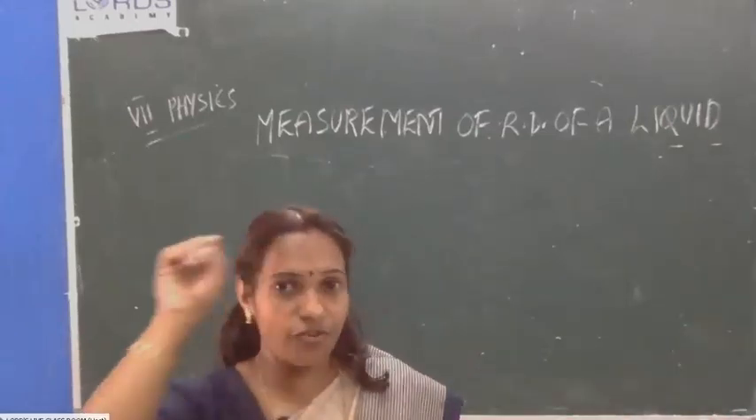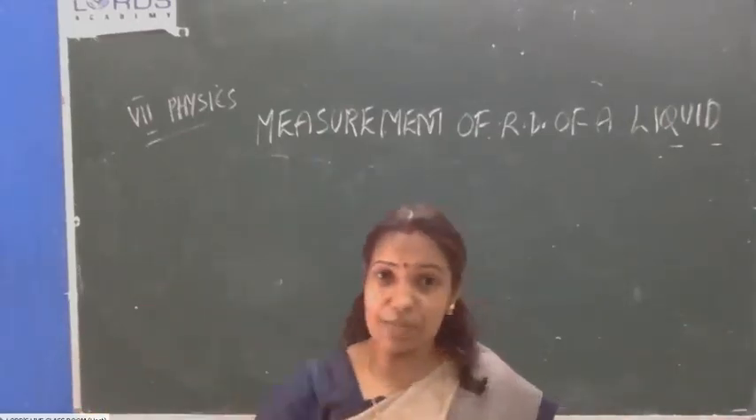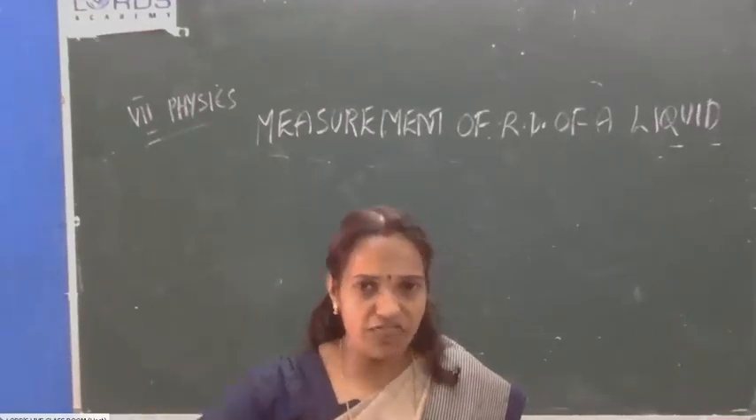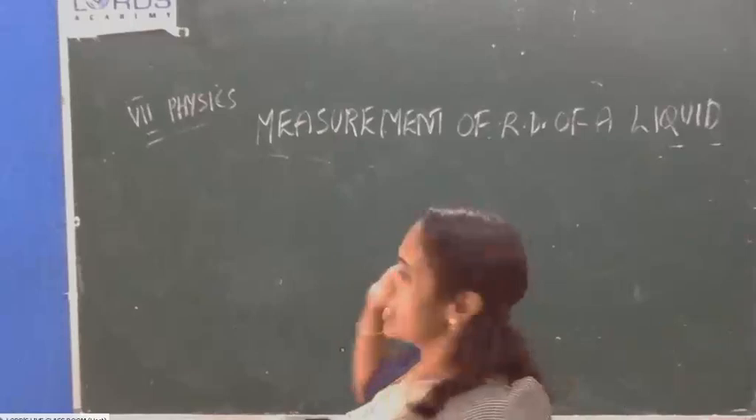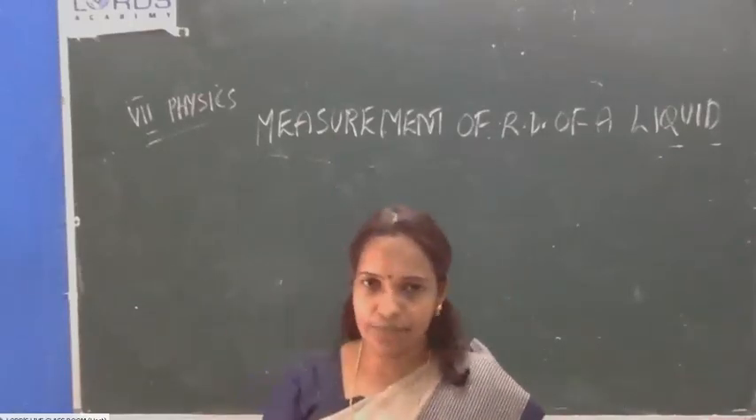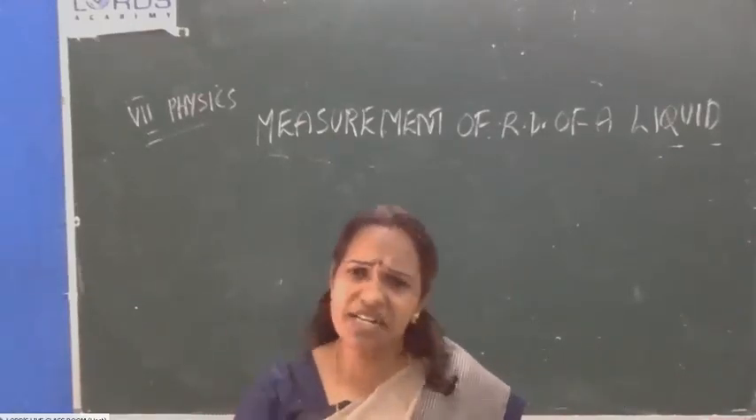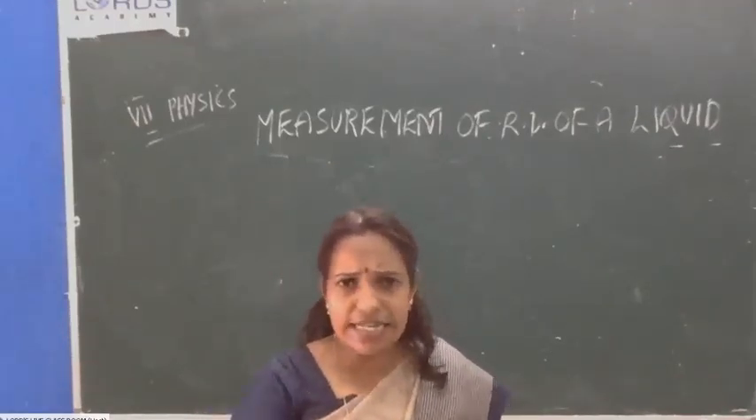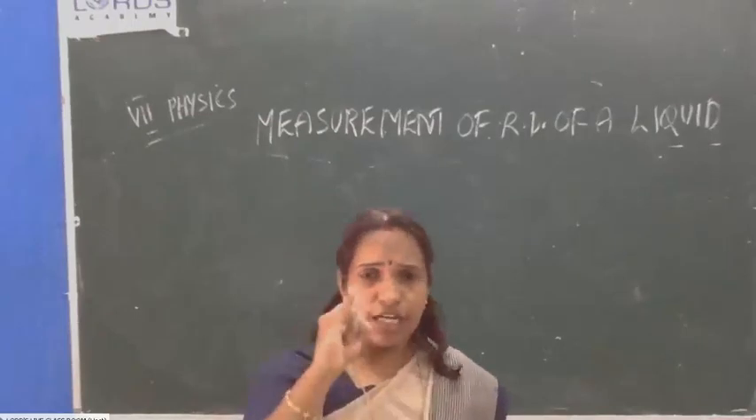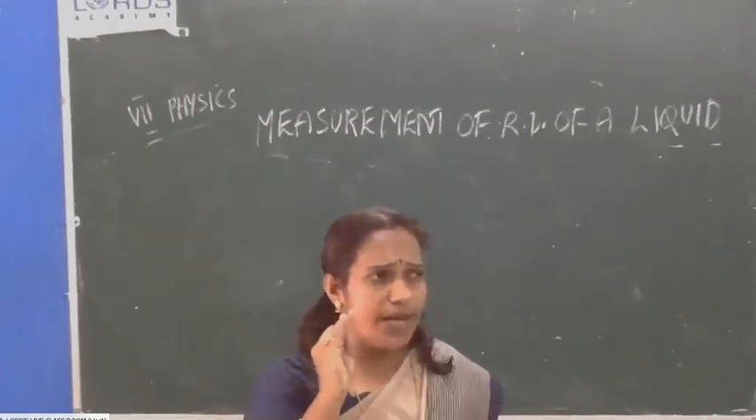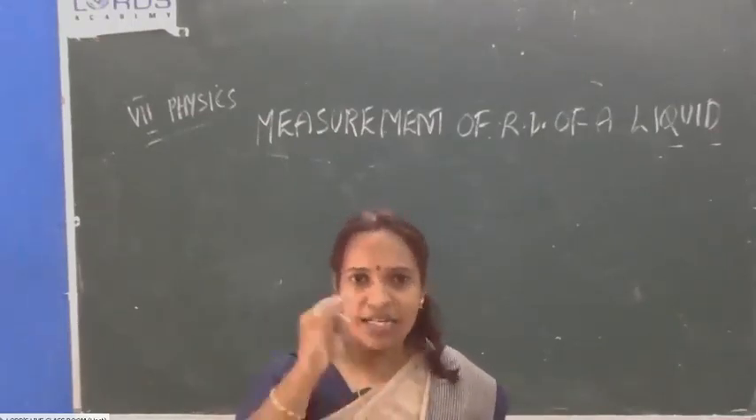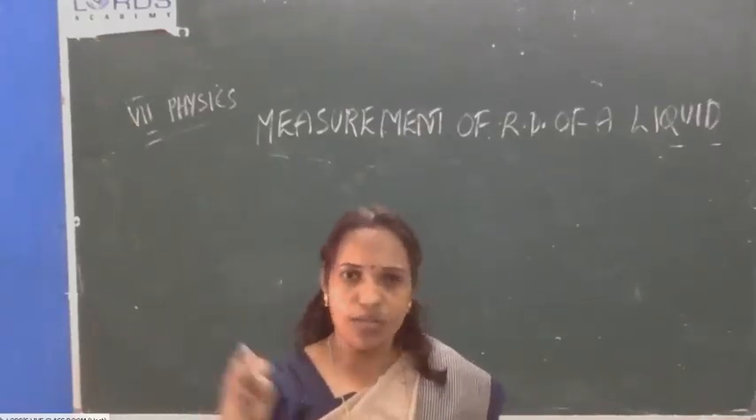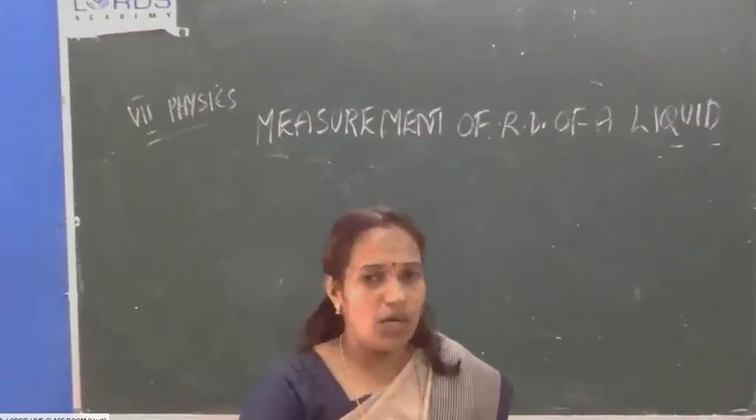So don't have confusion. Till now we studied measurement of volume and measurement of density. Next is measurement of relative density. Relative density means it will be very clear: there will be two liquids, two substances, isn't it? One liquid will be there, and another one will be water. Relative density means we have to compare the density of this liquid with water.